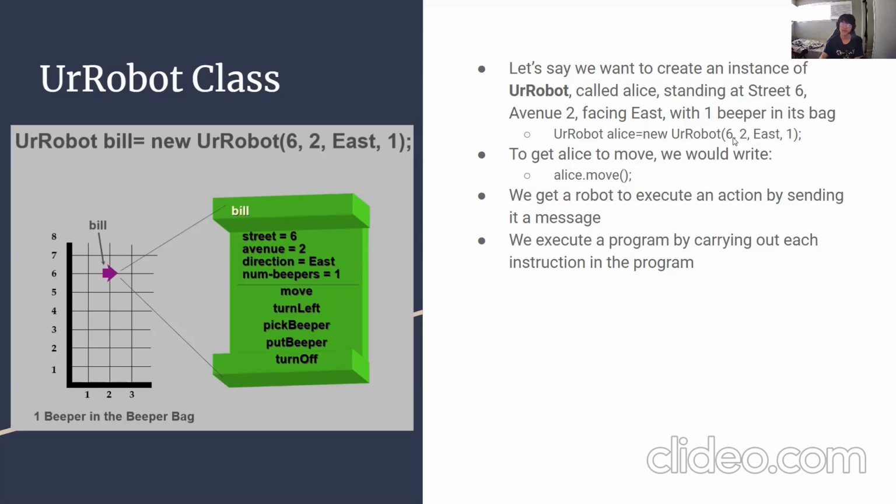So if you don't remember, the first number is street, the second number is the avenue, the third parameter is the direction, and the final parameter is the number of beepers in its beeper bag. So in order to create this instance of your robot called Alice, sitting at street 6, avenue 2, facing east, and with one beeper in its bag, you'll write this entire statement.